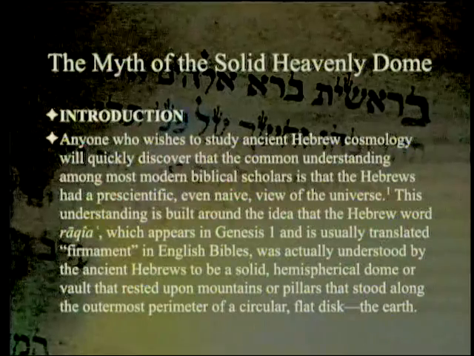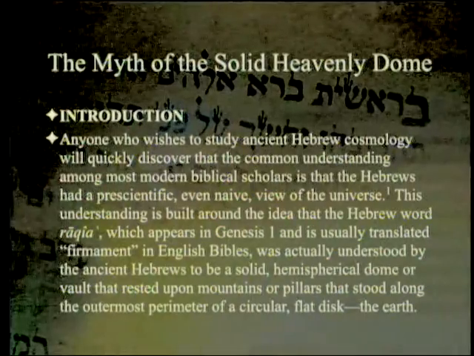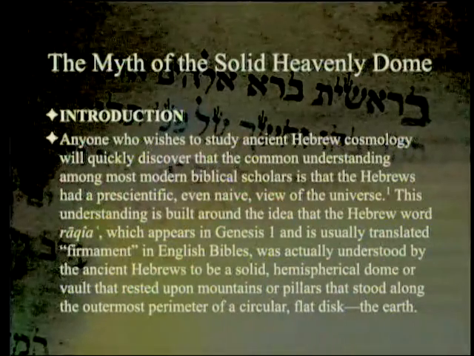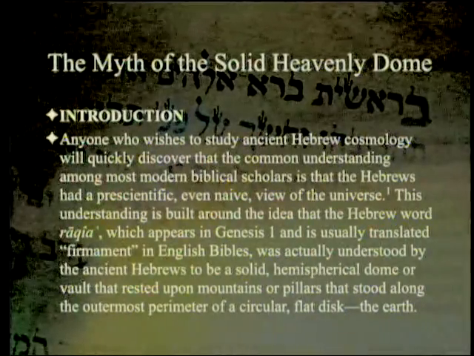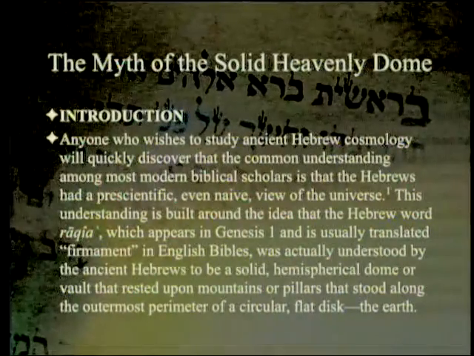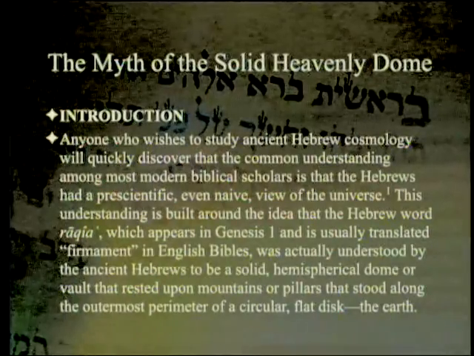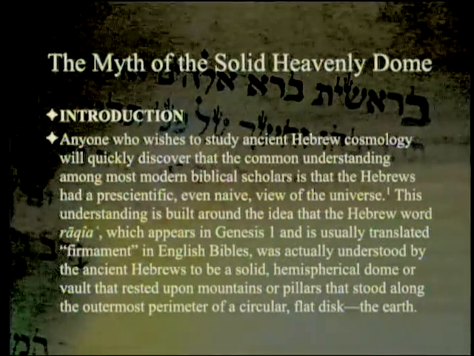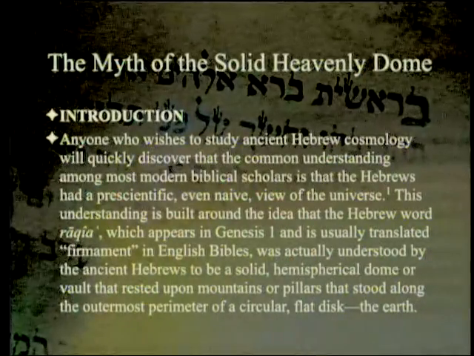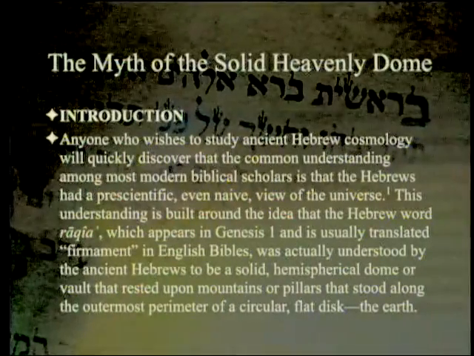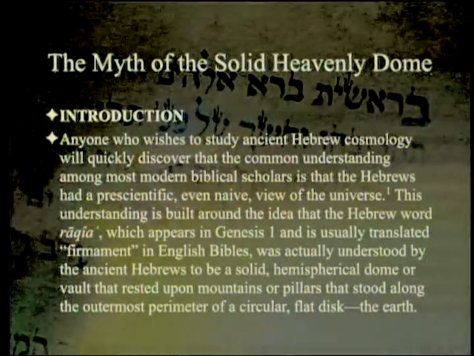Anyone who wishes to study ancient Hebrew cosmology will quickly discover that the common understanding among the most modern biblical scholars is that the Hebrews had a pre-scientific, even naive view of the universe. And we were just treated to some people who wrote a book on that last week. This understanding is built around the idea that the Hebrew word rāqîaḥ, which appears in Genesis 1 and is usually translated "firmament" in English Bibles, was actually understood by the ancient Hebrews to be a solid hemispherical dome or vault that rested upon mountains or pillars that stood along the outermost perimeter of a circular flat disk, the earth.